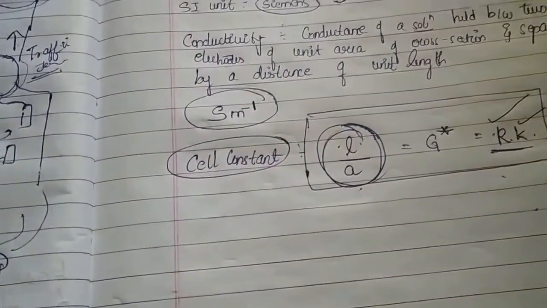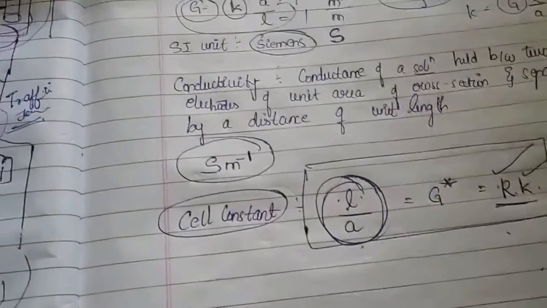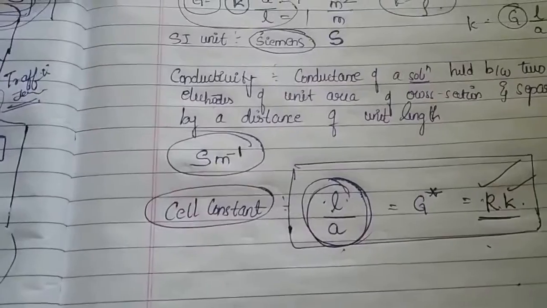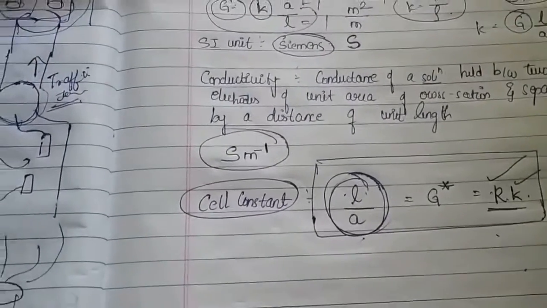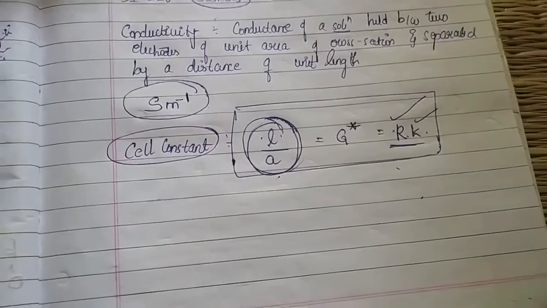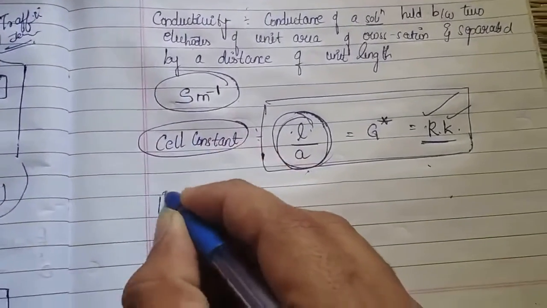First, you Google about your conductivity cell and you'll get an idea. What is the distance between the two electrodes? How does it look? Then you will come to the concept of why they have said it is inconvenient and unreliable. Is that clear?